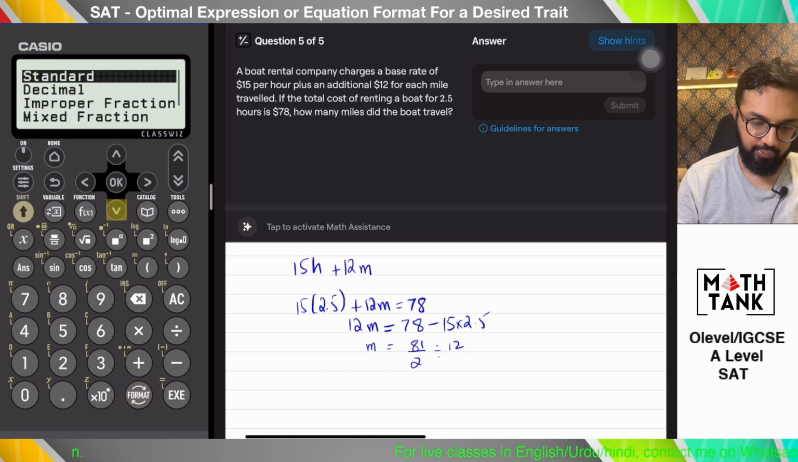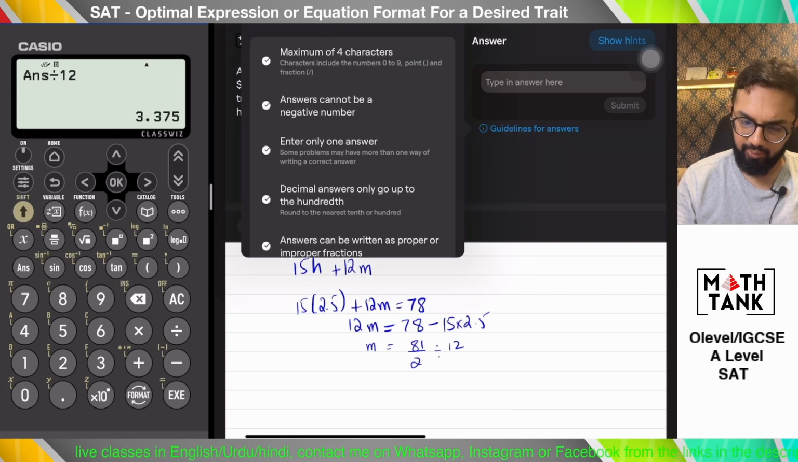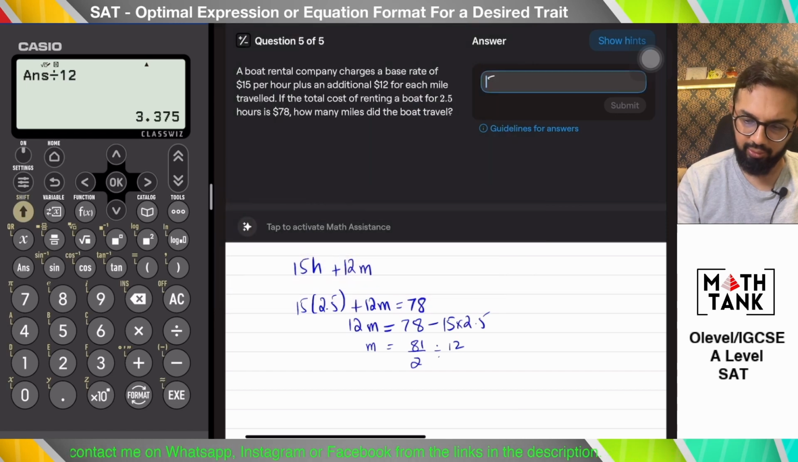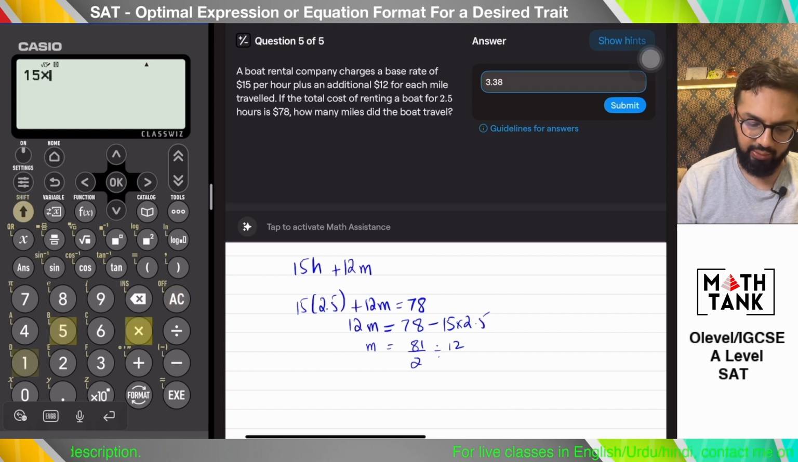So 3.375. I don't know if to the hundredth. So 3.38, I think. Have I done everything else correctly? I'm not sure. Let's just check so that I don't make a silly mistake in answering this one. It's 37.5, I think. 21 upon 2.